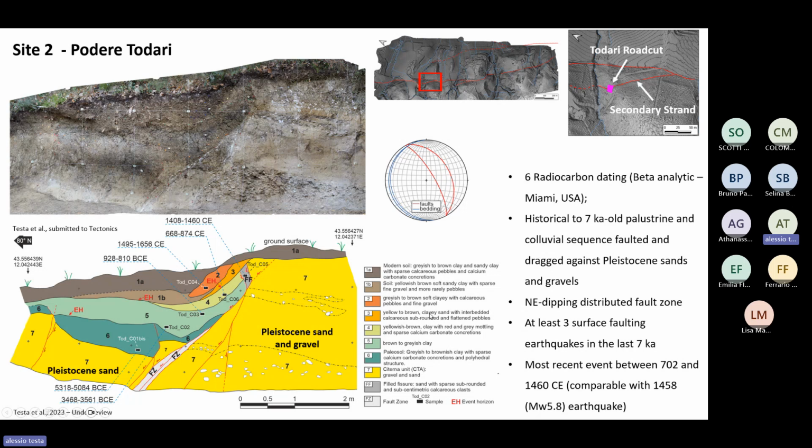So we dated 3 surface faulting earthquakes in the last 7 kilo years, the most recent of which has an age which is comparable with the 1458, magnitude 5.8 historical earthquake that occurred in the Sansepolcro Basin.